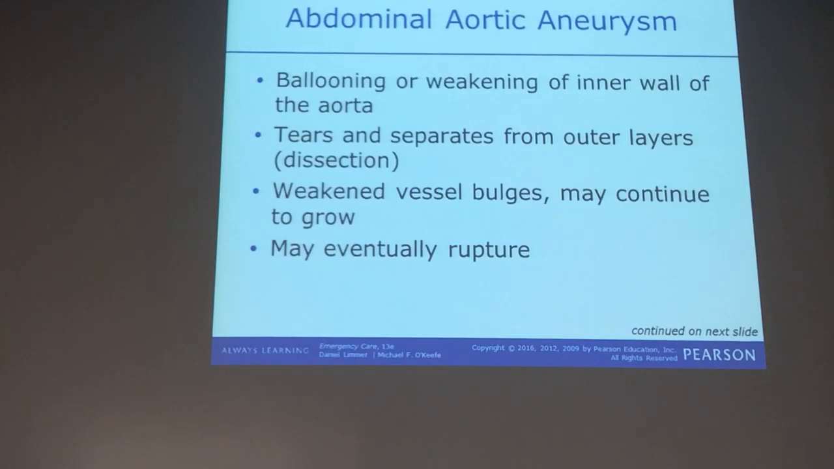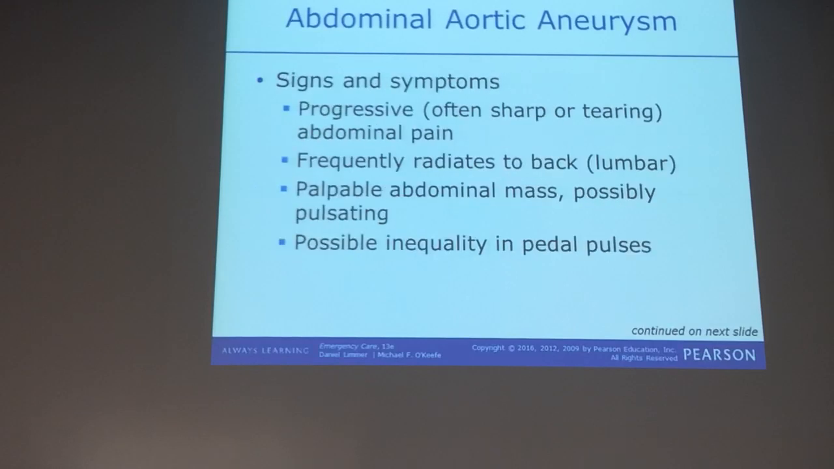An abdominal aortic aneurysm, also known as a AAA, is a ballooning or weakening of the interior wall of the aorta. If it tears and separates from the outer layer, that would be a dissection. Or the weakened vessels bulge and continue to grow, and they can eventually rupture, right? It can be extremely dangerous.